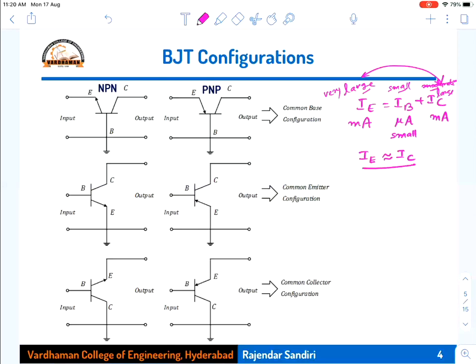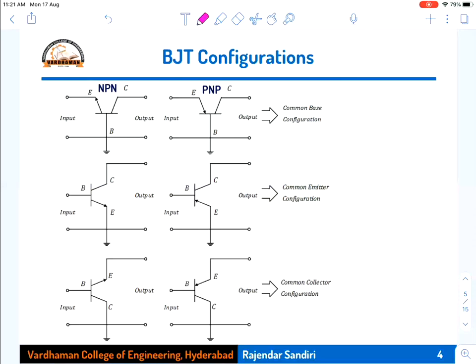Now we will see configurations. What are the configurations? Because the transistor has three terminals, I want to represent it as a two-port network. I don't know if you know the meaning of a two-port network from basic electrical engineering. A two-port network is represented like any network, with just a black box. It has some network inside. I call this a two-port network.